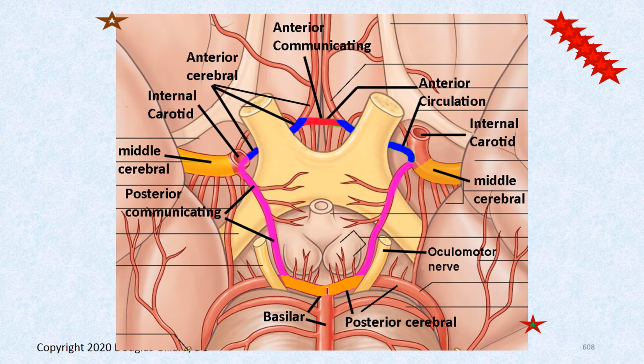The basilar artery dead ends and splits into this right here. That's the posterior cerebral artery. The posterior cerebral artery gives a big branch right here, and we're going to talk about this. This is clinically significant. This is the posterior communicating artery, one on each side. See, it's starting to make a circle. Then it's going to connect to the internal carotid artery.